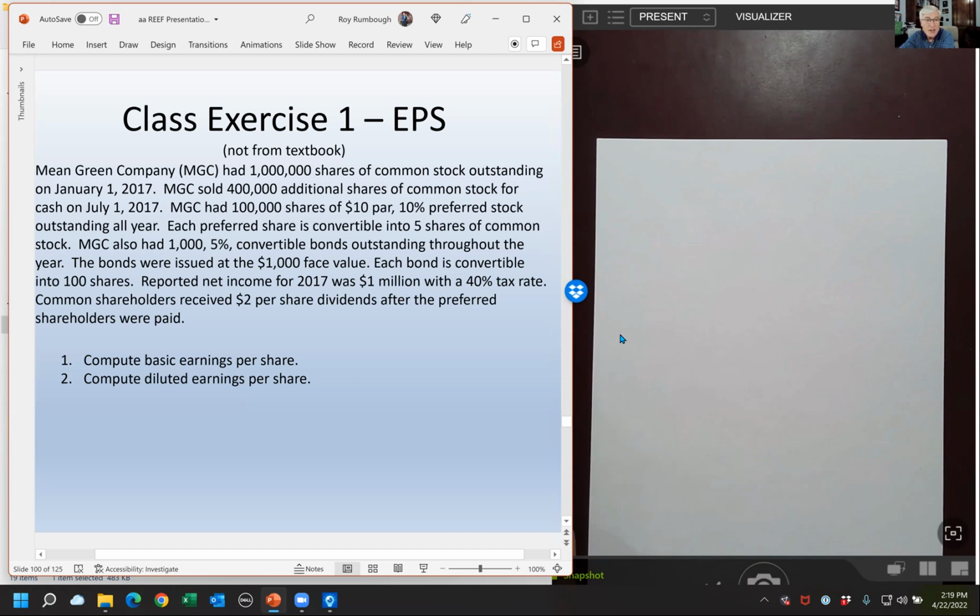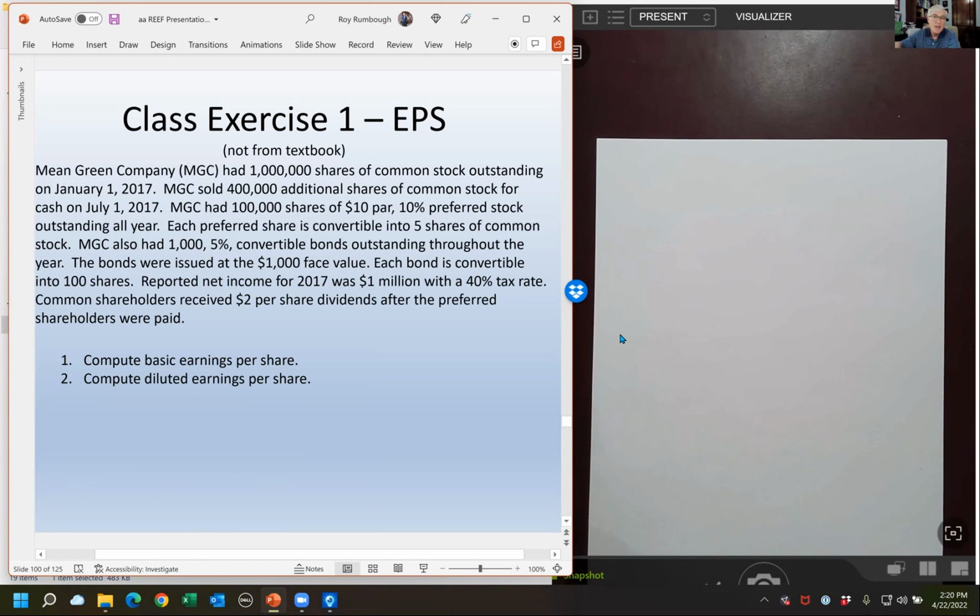And there are 1,000 5% convertible bonds. Each bond had a face value of 1,000, so that's 1,000 times 1,000, $1 million of convertible bonds at a 5% interest rate. We'll have to add that back into diluted and add the shares, because each bond is convertible to 100 shares. Net income has a 40% tax rate, and that's already included because net income is after tax, so we don't have to add that back.